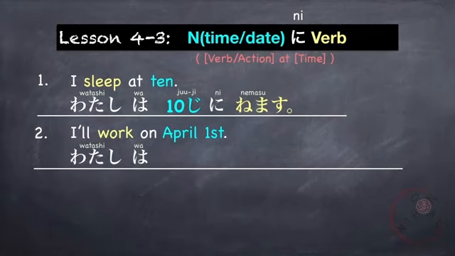So first, let's focus on verb mashita. I woke up at 6 this morning. This morning is kesa. 今朝6時に, so at 6 o'clock, 起きました。今朝6時に起きました。Another example, I didn't study yesterday.